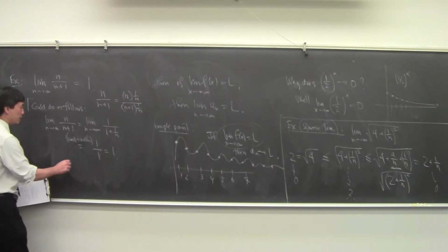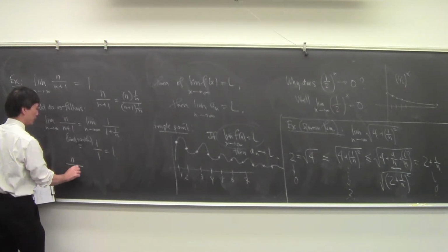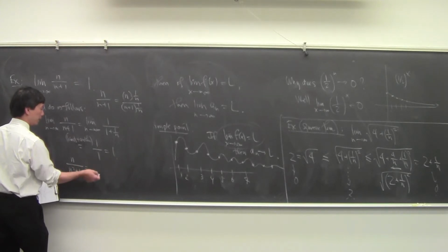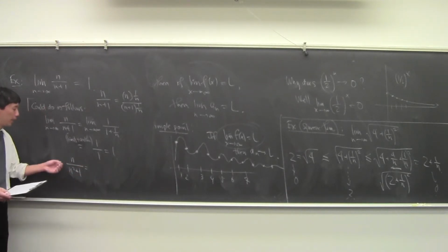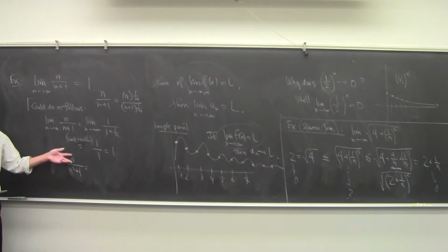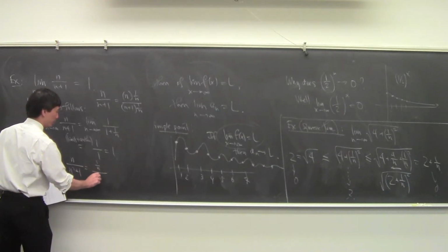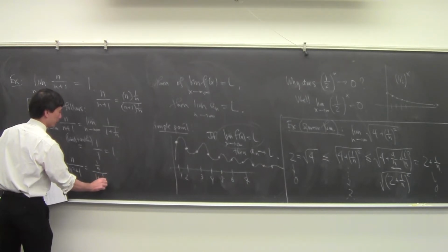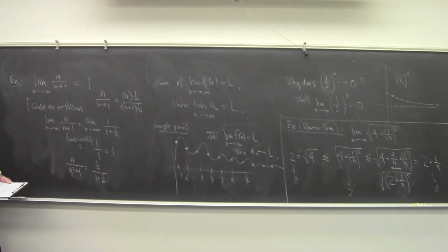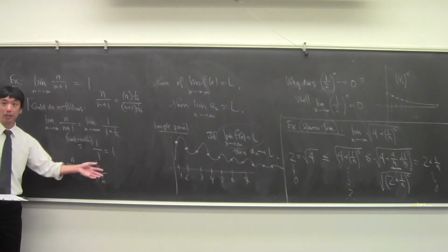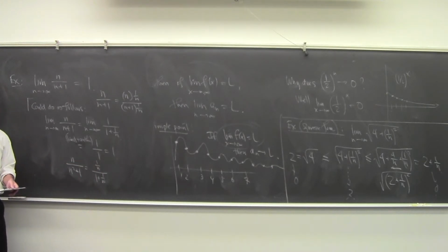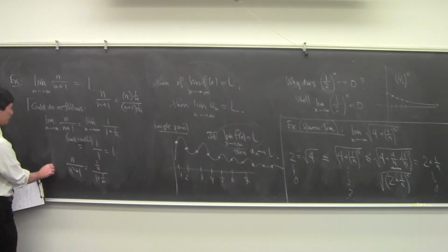Right? Or if I had something like n over n squared plus 1, you see that you could divide again by n squared, say, right? And you get 1 over n on the top, you get 1 plus 1 over n squared on the bottom, right? And you see that the limit is going to be 0. Okay. So second example.